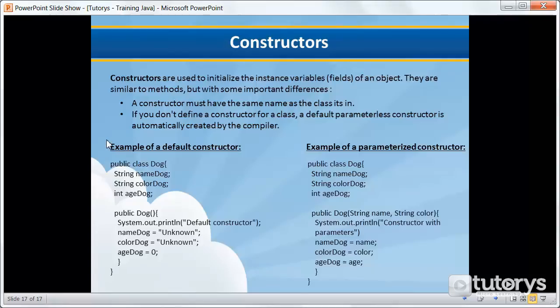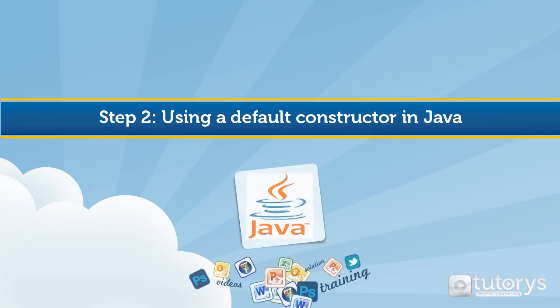So this is an example of what a default constructor looks like. So we have our class dog here. We have our instance variables, or fields if you prefer. And then we have our constructor here that is initializing the default values for those instance variables. So that's the theory behind a default constructor. In the next step, we're going to try and use this in a practical example.